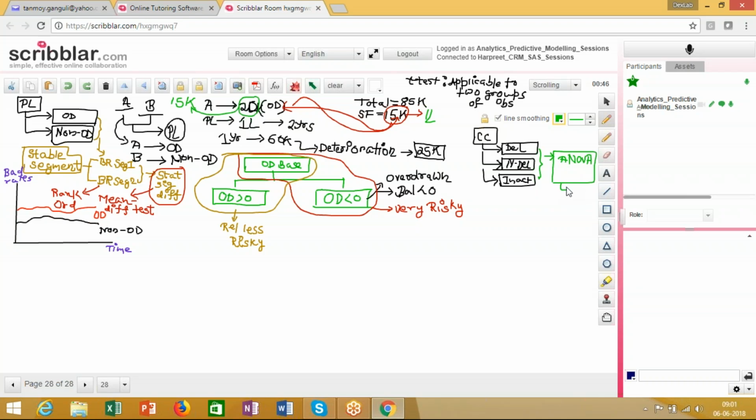So ANOVA over here is the analysis of variance. In this particular method, we would like to analyze the variation across the groups, and based on that, we would try to frame our understanding of the differences in the mean. So, how does that actually work?